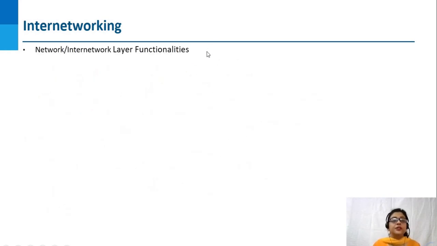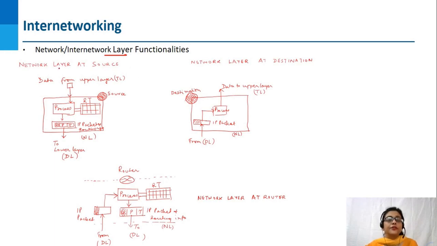There are various functionalities of the network or the internet layer as we will see right away. Let us see what is the functionality of the network layer at the source, network layer at the destination and network layer at the router as per the previous example. At the source, the data from the upper layers, in this case the transport layer, go to the network layer. Here, after the processing is done, it looks into the routing table that has the mapping of the source and destination IP addresses. It forms the IP packet. The IP packet has the payload, which means the user data, and together with it, it appends the header.